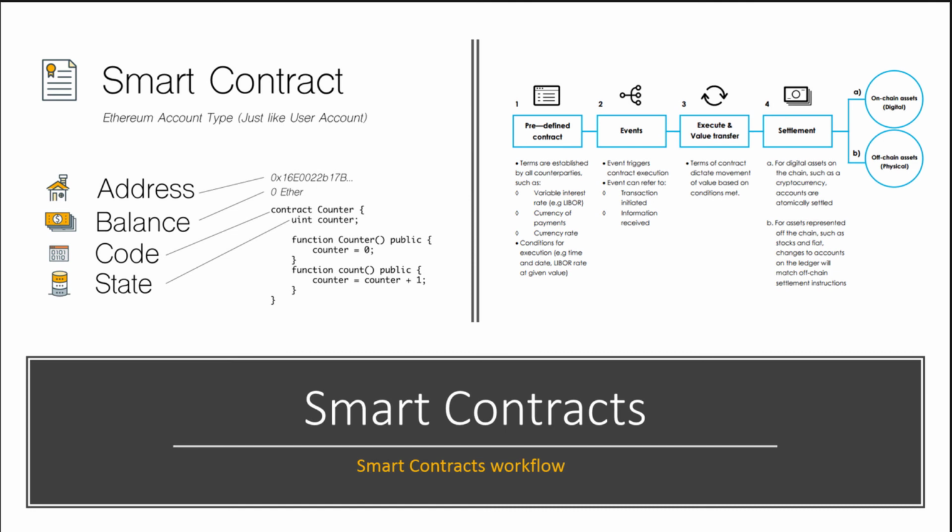Now, on the right side, you have the workflow. Basically, you have a predefined contract. You have events, basically the triggers, so that if the funds are sent, it causes a trigger, and then it'll execute and transfer the value from the buyer to the seller, for example. And if everything works out and the seller's conditions are met, the buyer is then allowed to purchase whatever they're trying to purchase, for example, right?